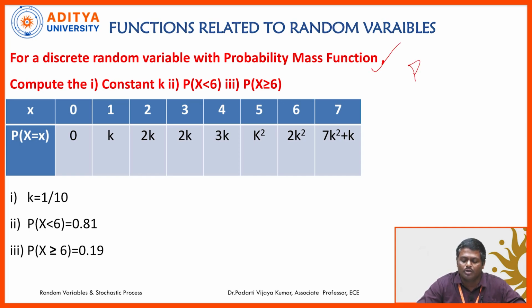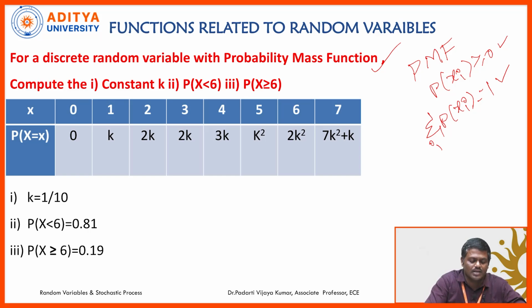As already mentioned, for the probability mass function, the probability of any element which is defined must be greater than or equal to 0 and the sum of all the probabilities must be equal to 1. So we will use these 2 properties here in solving the problem. The data is given something like this: x is equal to some xi. For 0 the probability is 0, when x is equal to 1 it is k, 2 it is 2k, like that up to 7 they have given the probability corresponding values. Now they asked us to compute the value of the constant k.